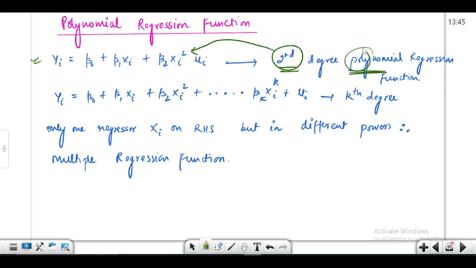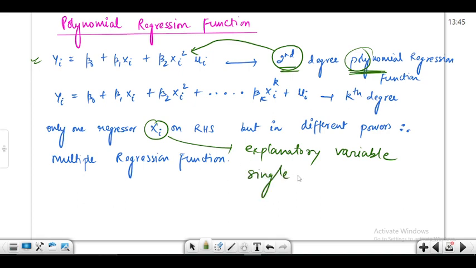Poly means multiple degrees. There's a single explanatory variable which appears in different powers. That is why it's called a polynomial regression function. And why is it studied under multiple regression? Because we get a model like this, where we have multiple regressors of the same explanatory variable but in different powers.